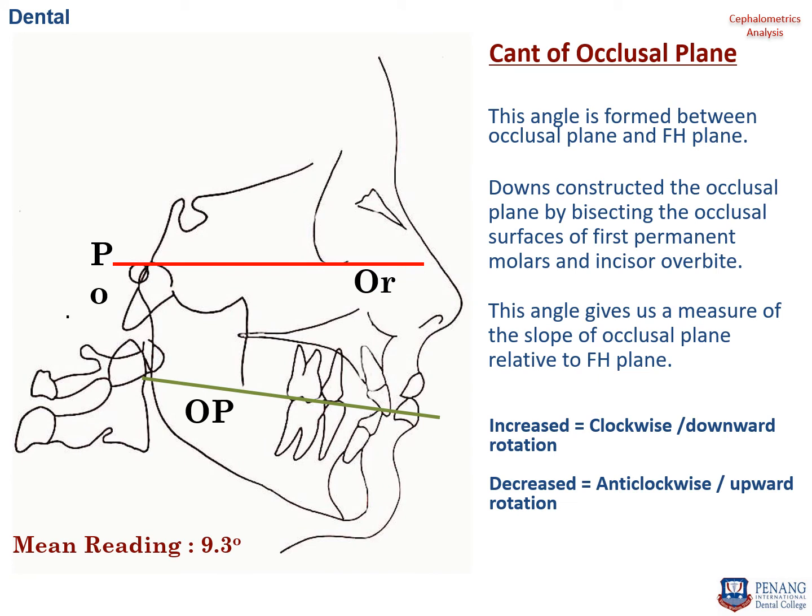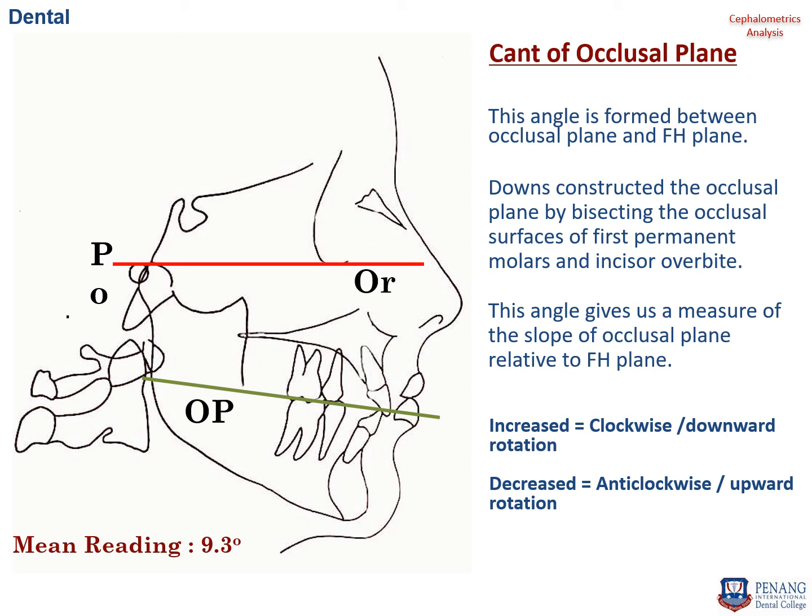Now we will be discussing the five dental parameters, and the first one is the cant of occlusal plane. This is easy to construct because you have to construct Frankfurt horizontal plane, which you already know, and you also know how to construct an occlusal plane. Okay. However, Downs constructed the occlusal plane by bisecting the occlusal surfaces of the first permanent molars and incisor overbite.